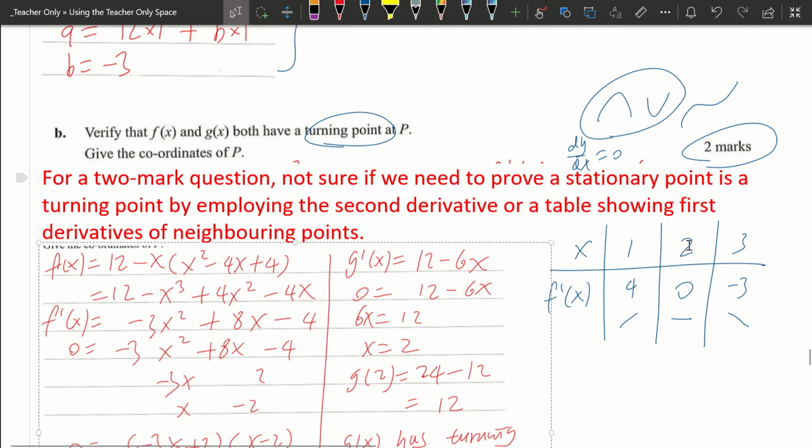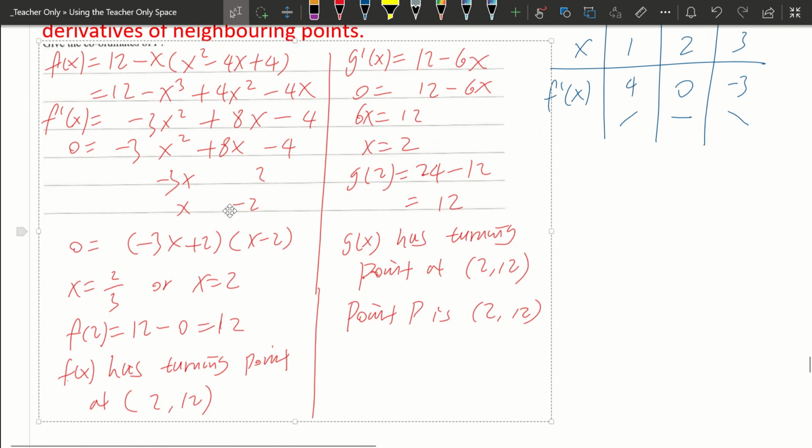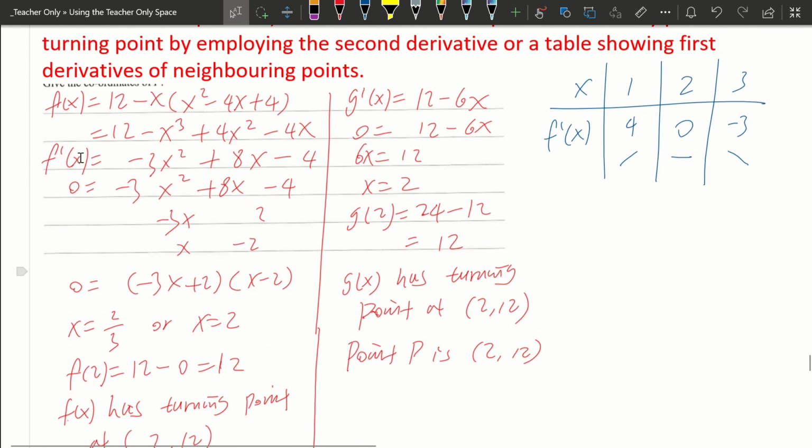And then the table comes after I find the answer. So when I solve the first derivative equal to 0, I get x equals 2. I'm not sure if we needed to do a table like this to show that when x equals 2, the derivative is 0. But to the left, the derivative is positive, and to the right, the derivative is negative. Therefore, it's a turning point, and specifically a local maximum.